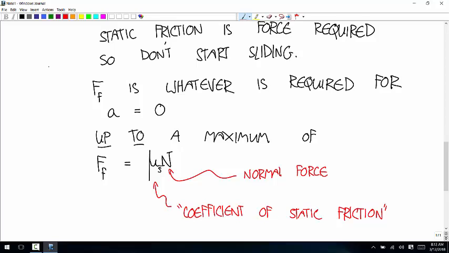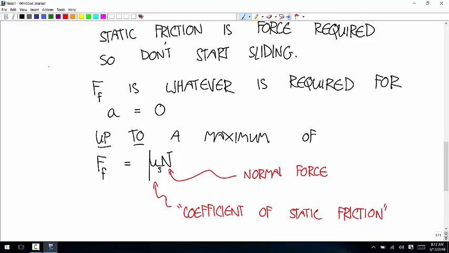I just want to talk about what that coefficient is and what the normal is. The friction force is parallel to the surface, and the normal force is perpendicular. So how does a coefficient times a perpendicular force give us a parallel force? I'm going to try to give you some intuition about that right now.